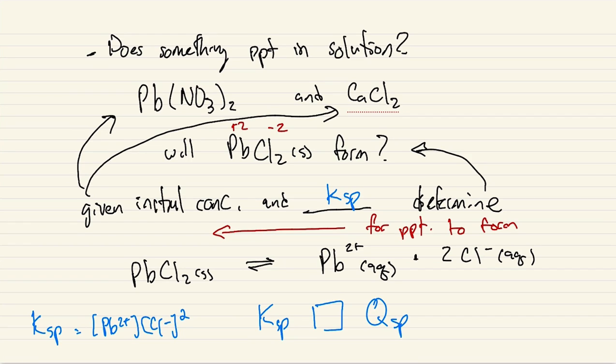It's the same way as when we compare the value of Q and K for an equilibrium constant, except there we have reactants and products. Here we only have products, but the interpretation is still the same. This value for QSP is the same thing, [Pb 2+][Cl minus] squared, except these are not at equilibrium. These are initial concentrations.